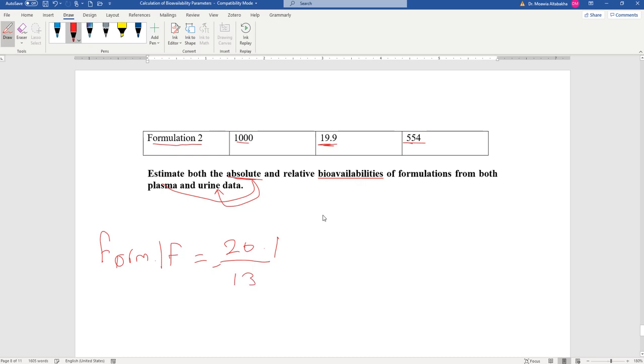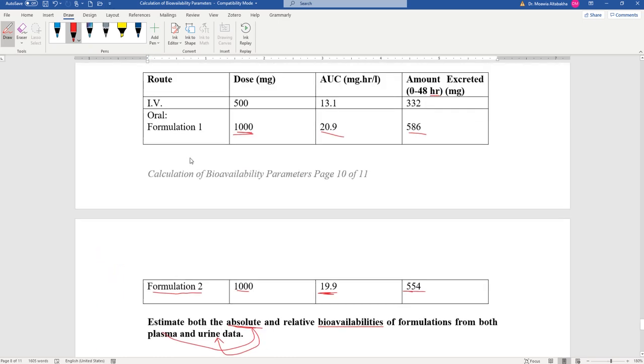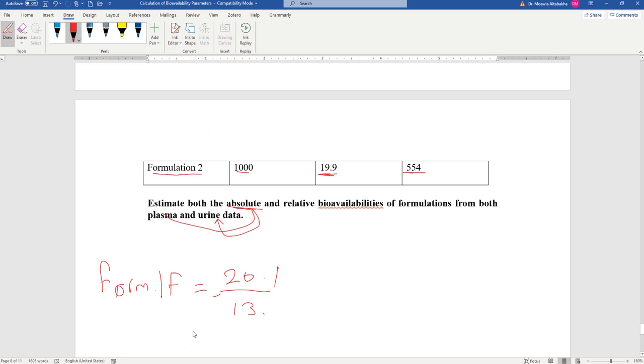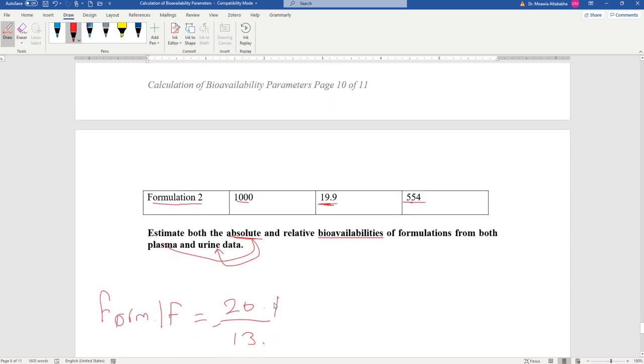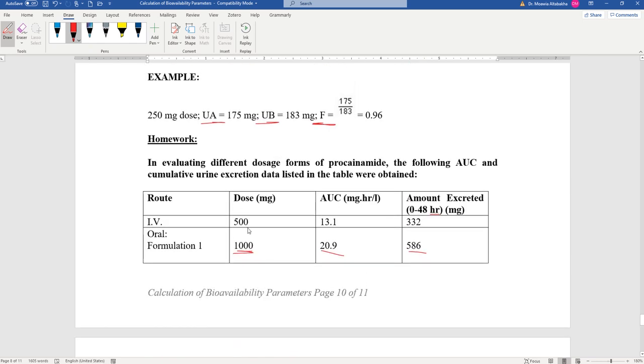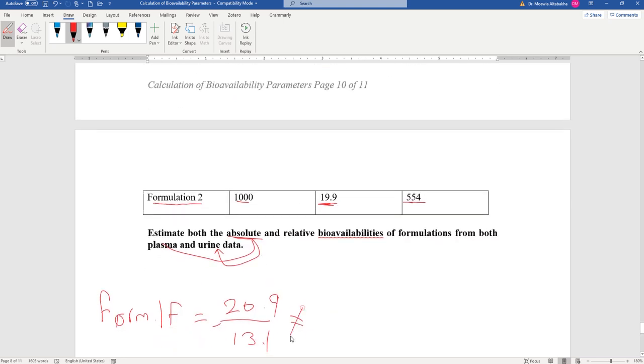So it will be 20.9 divided by 13.1. Of course, here I forgot something, who can tell me? We see that the doses are different. So I have to multiply by 1000 divided by 500, which means 2. And this will give you, calculator.